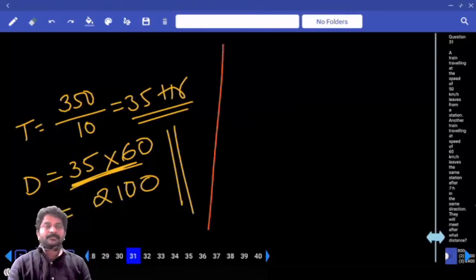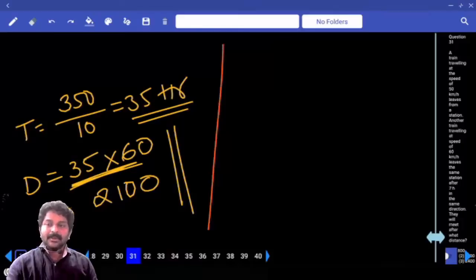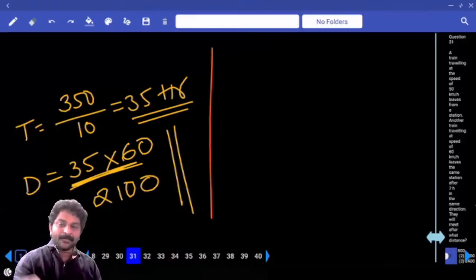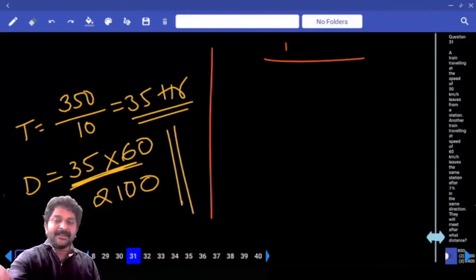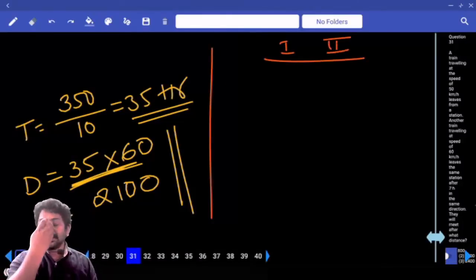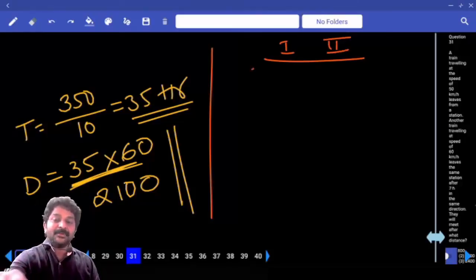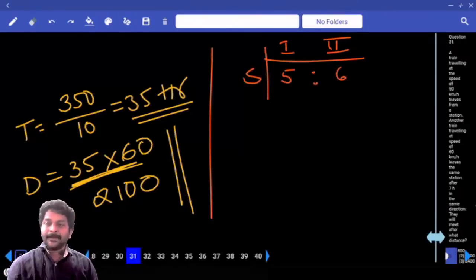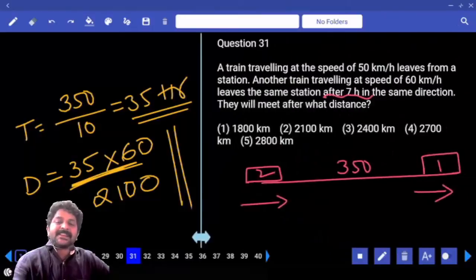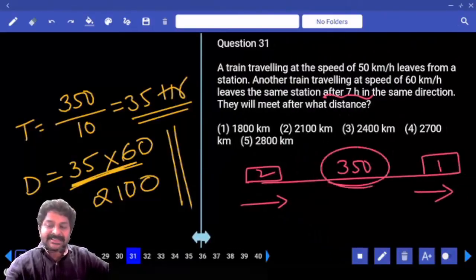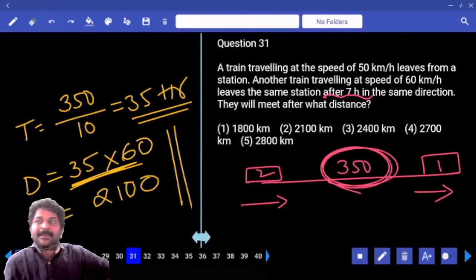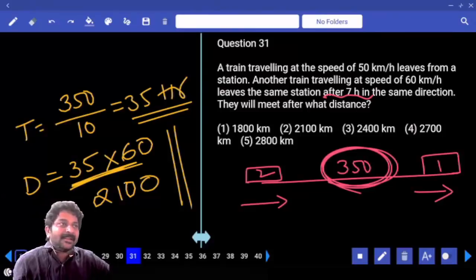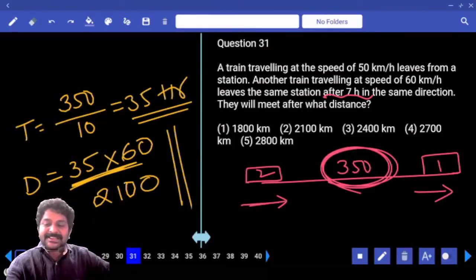Now, what is speed of the first train? What is speed of the second train? And what is speeds ratio? 5:6. Right. First train already covered the distance which is 350 kilometers. Correct? So distance difference is 350 kilometers only.